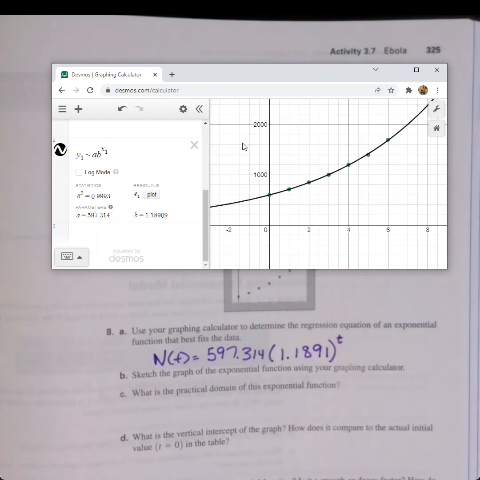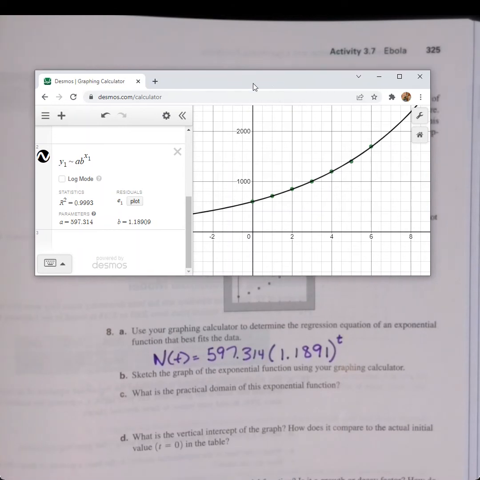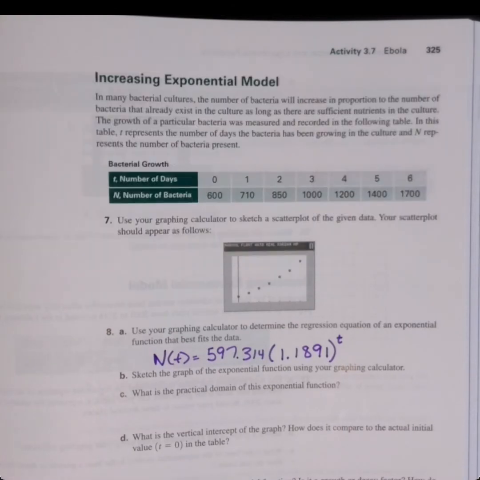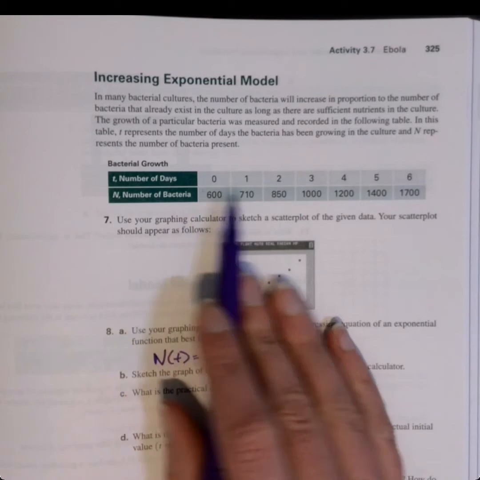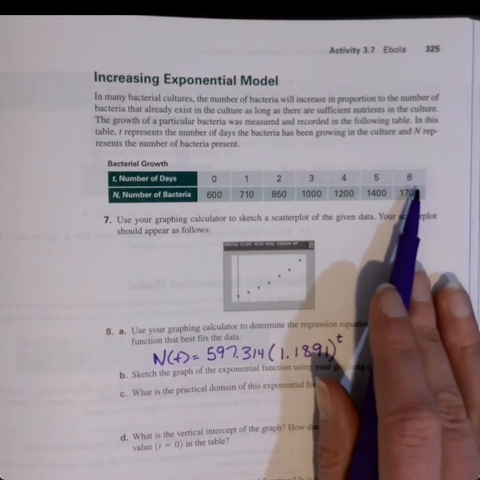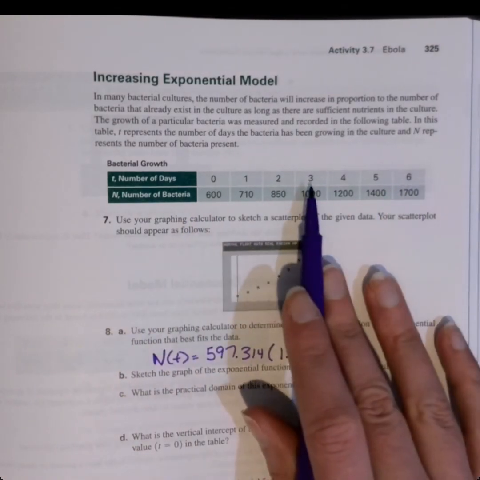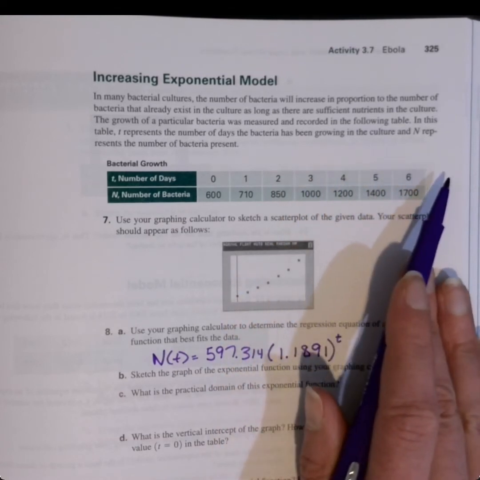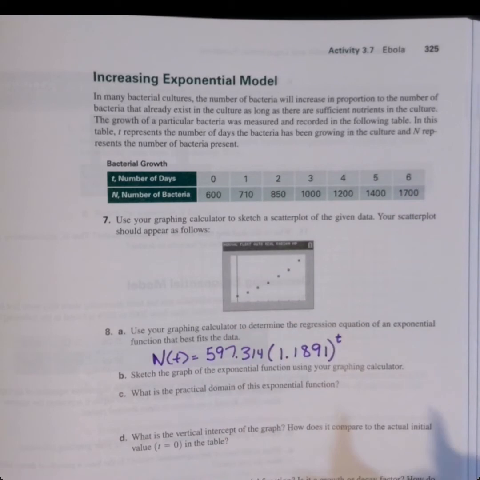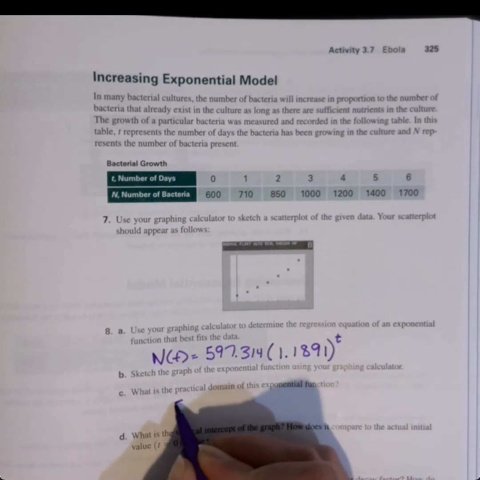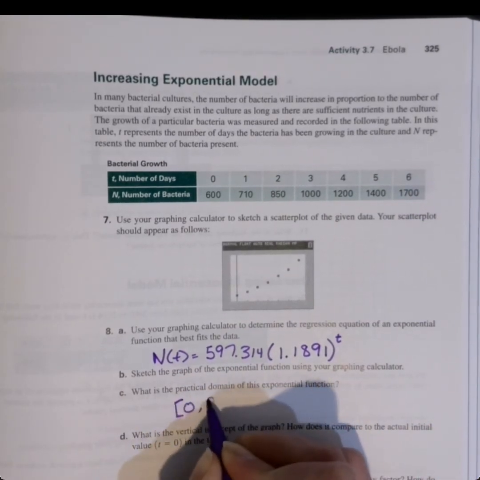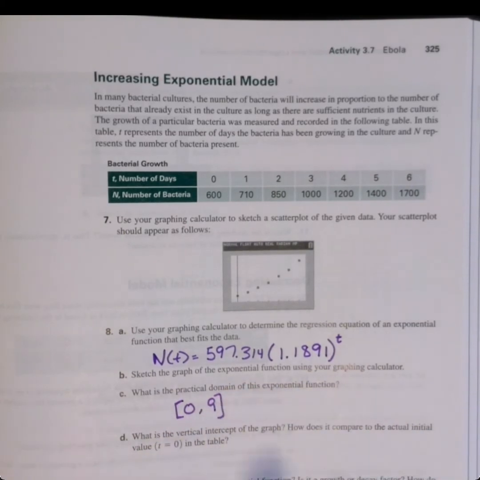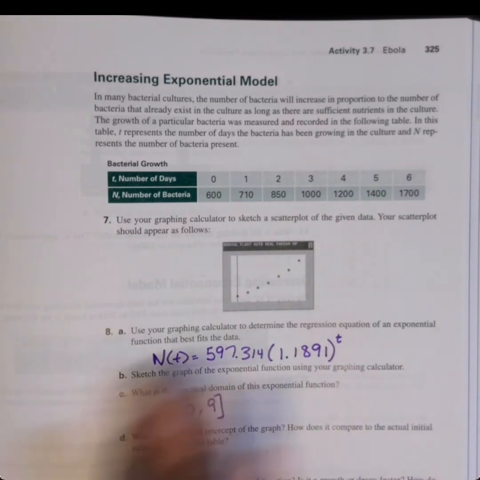And what's the practical domain of this exponential function? Okay, well, I've got data for up through 6 days. If I go half again the width of the data set, that'd be 3 more. I really wouldn't want to make any predictions past 9. Even 9 is going to be pushing it. But we will say that our practical domain is going to be about 0 to 9. And then once we actually make predictions for 9, we can see how far it is past the edge if we believe 9, but we wouldn't want to go past that for sure.